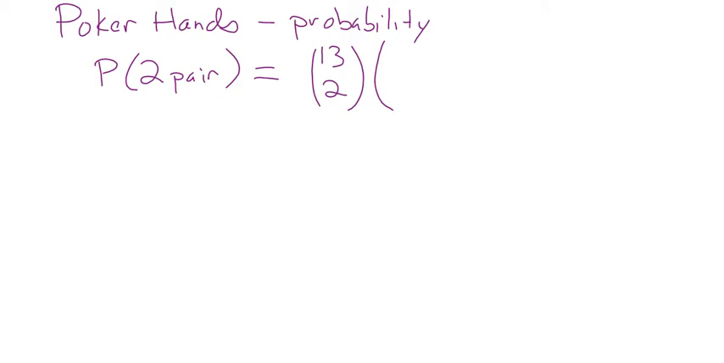For the first rank, how many of those are there and how many do we need? So let's say it's kings. How many kings are there? And we need 2 of them. For the second rank, which is hopefully aces, because if you're going to have 2 pairs, it might as well be aces over kings.